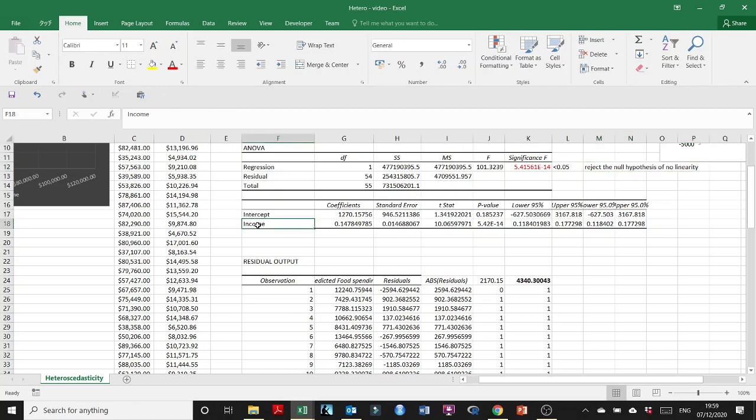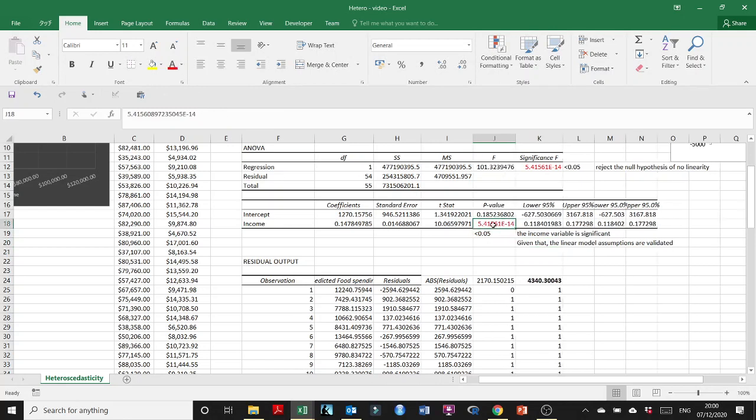Now we go over the model, the coefficient here, and its p-value. The p-value also is less than the threshold 0.05, which means that the independent variable, the income variable, is significant. But my students always understand that they have to add: given that the linear model assumptions are validated. If the assumptions are not validated, we have every reason to doubt that this value is reliable, all right? And I won't interpret the coefficients here because we're still not sure if the linear model assumptions are validated. So let's validate the linear model assumptions.